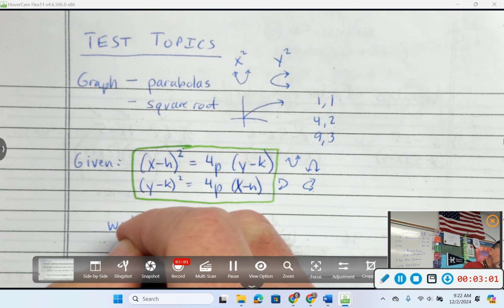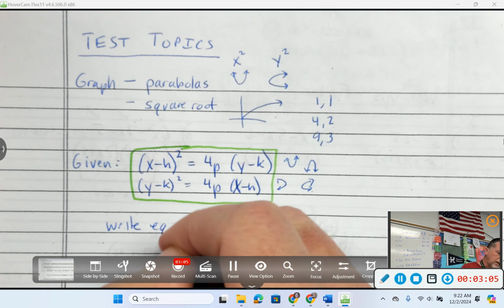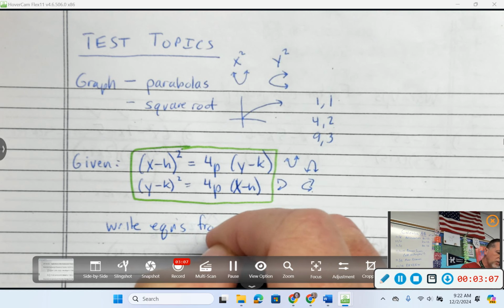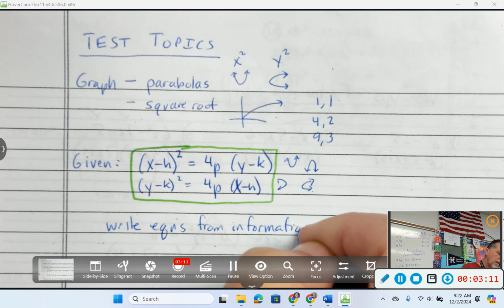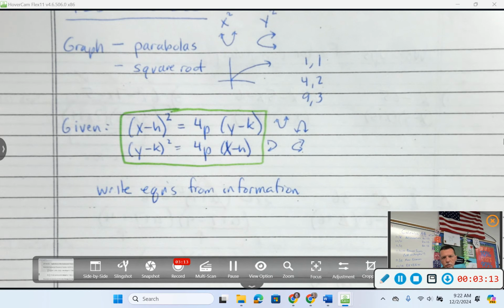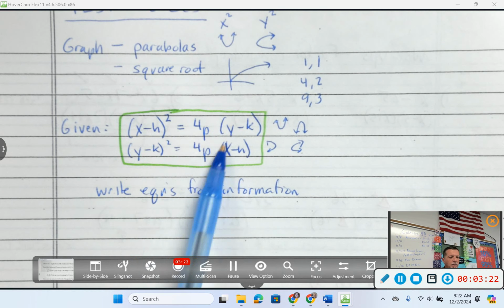And then we did this a little bit on worksheets. We did it a little bit out in the hall as well, where you write equations from information. It gives you a vertex, or it gives you a focus, or it gives you a directrix, or some combination of those things, and you figure out the pieces to write an equation.